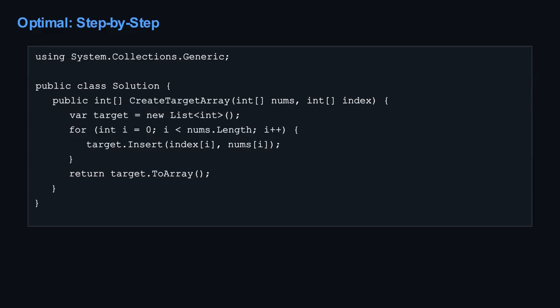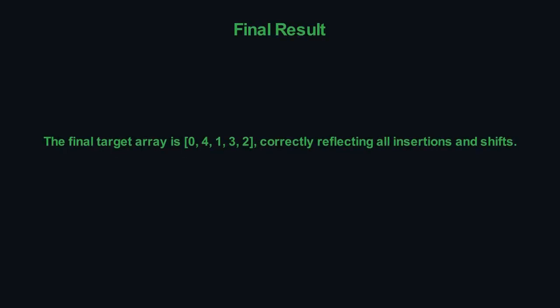Now, nums[3] is 3, index[3] is 2. Insert 3 at index 2. The existing 2 at index 2 shifts to 3. Target is 0, 1, 3, 2. Finally, nums[4] is 4, index[4] is 1. Insert 4 at index 1. The existing 1 at index 1 shifts to 2. Target becomes 0, 4, 1, 3, 2. The final target array is 0, 4, 1, 3, 2.